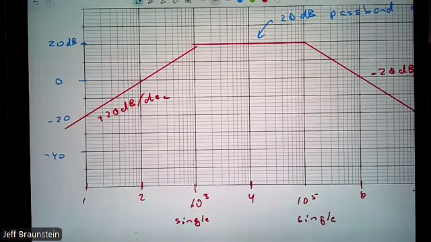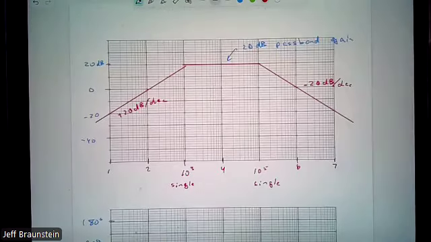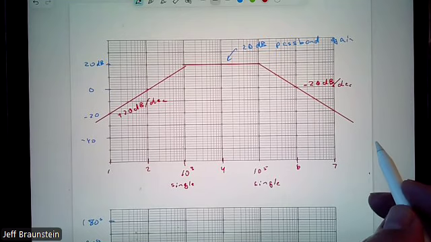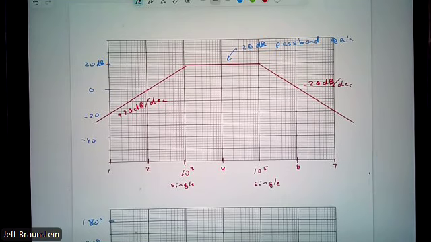One thing, there's a reason I gave you 10 to the 8th. This is the third one. At 10 to the 8th, what's my dB value? Well, this slope continues. Negative 40, right? Because negative 20 dB per decade. So at 10 to the 7 minus 20, 10 to the 8 minus 40. Does that make sense?